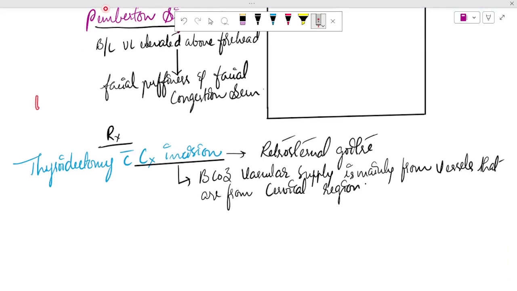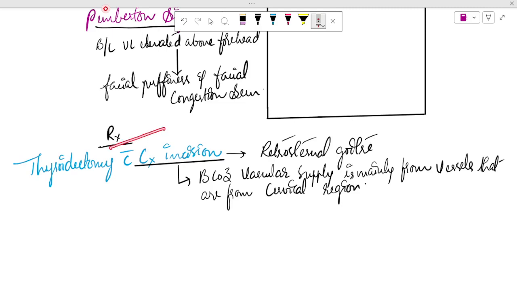We are not talking about small size. Small size goiters are actually asymptomatic. That is the reason we previously discussed that most goiters are asymptomatic, because the goiters are small in size. So Pemberton sign positive can only be seen if the goiter is large or very big. Then only you can see the Pemberton sign positive.